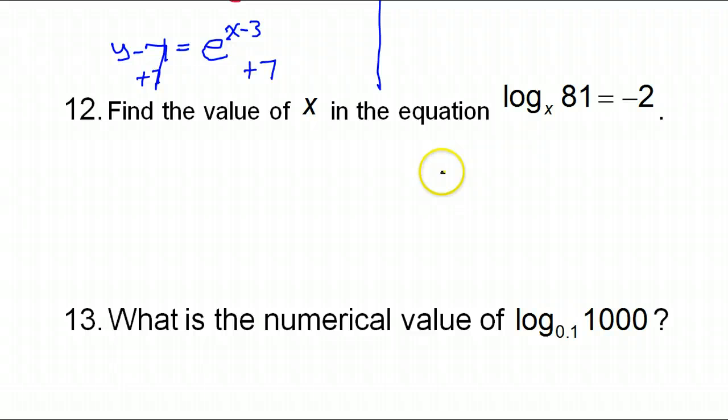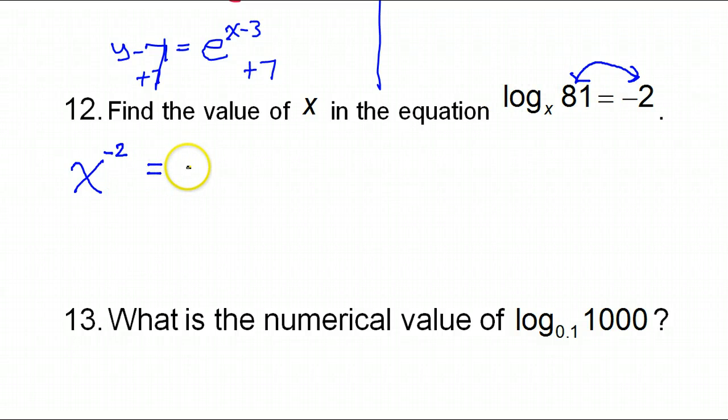Number 12, find the value of x in this equation. All right, there's a lot of different ways to do it, but I would recommend rewriting this in exponent form, starting with the base. Okay, so the base is x, so that means I have x first. Now these two things are going to switch sides. Now this negative 2 is going to come over here and become the exponent. And over here I've got my 81.